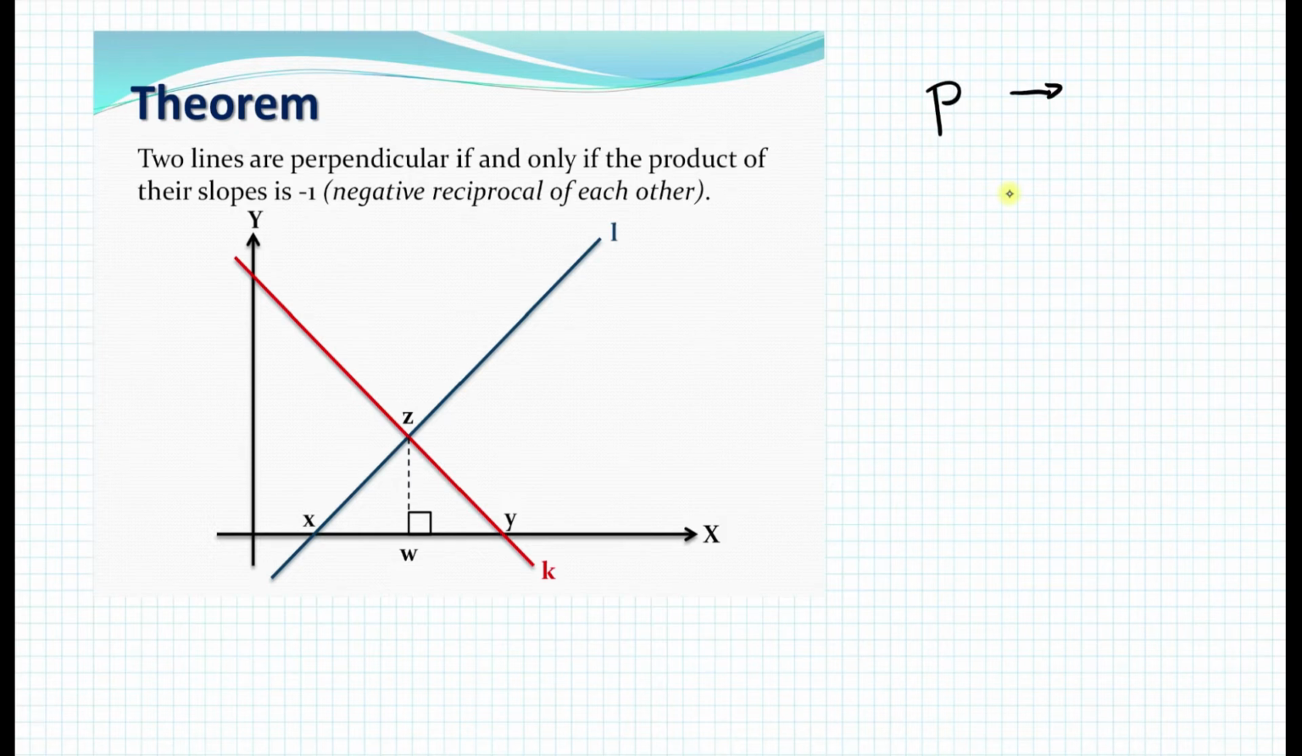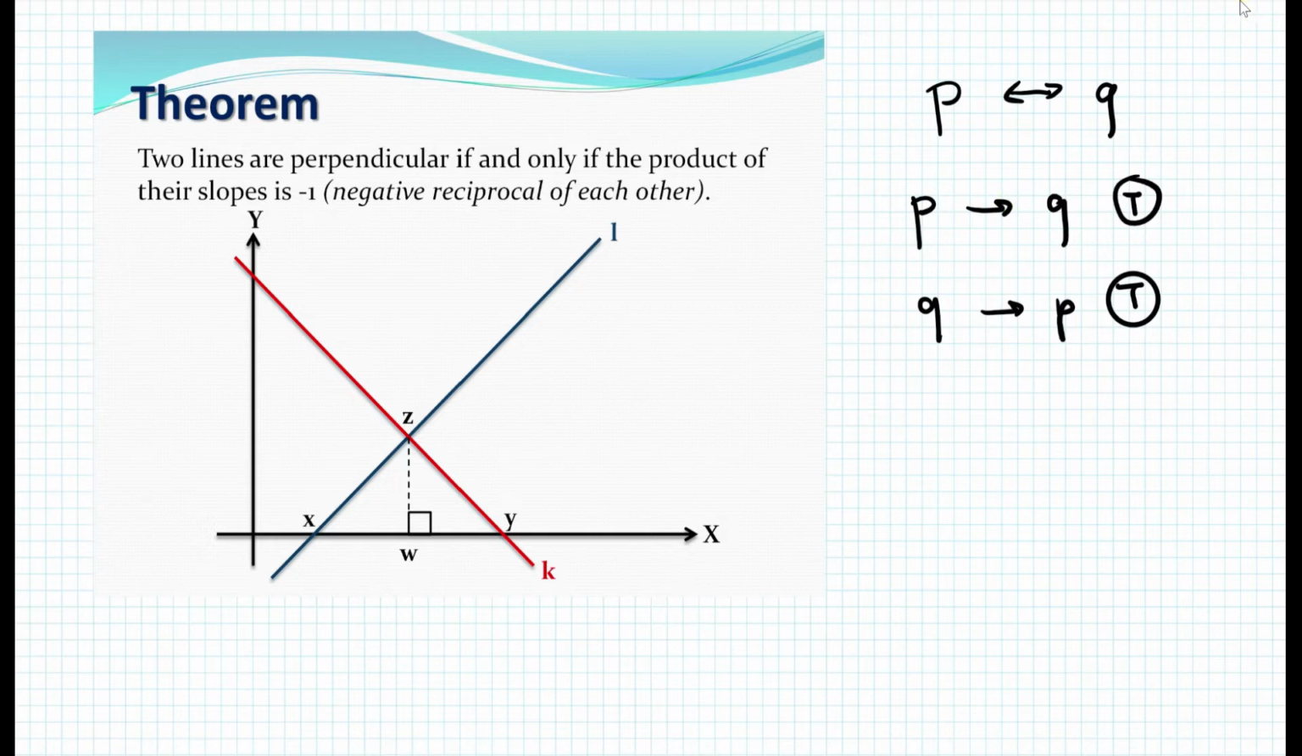P if and only if Q, which means that if P then Q has to be true, and also if Q then P has to be true as well. If you don't know what I'm talking about, you can go back to the logic unit and review this. That means that it goes in both directions, meaning that, okay, if two lines are perpendicular, then the product of their slopes is -1. And if the product of their slopes is -1, then the lines are also perpendicular.